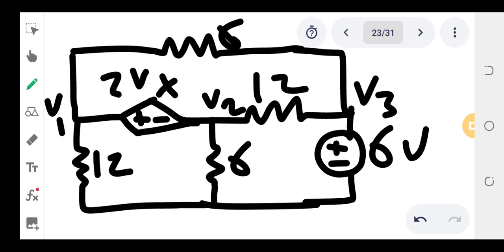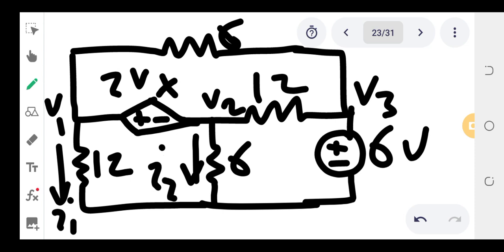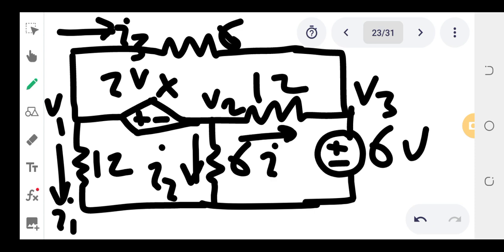So I'm going to assign the currents. This is my I1, then this is my I2. You can name them the way you want. This is I3, and this again is I4. So those are the currents. Whenever there is a resistor, we assign the currents.